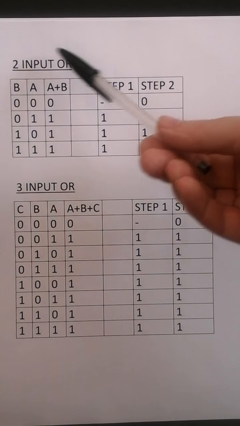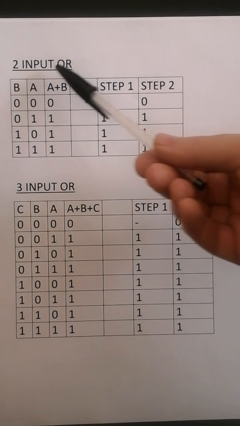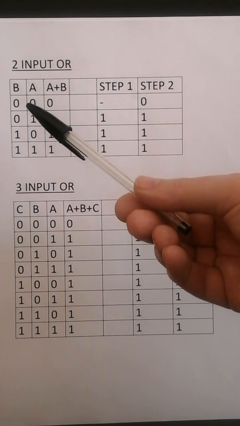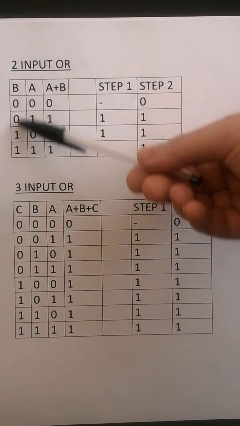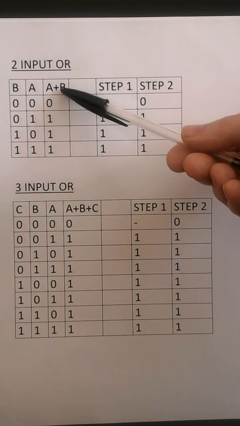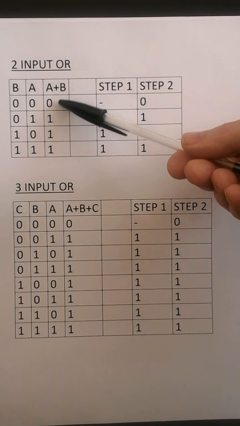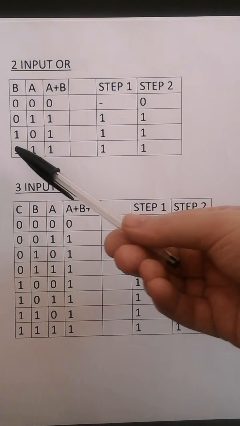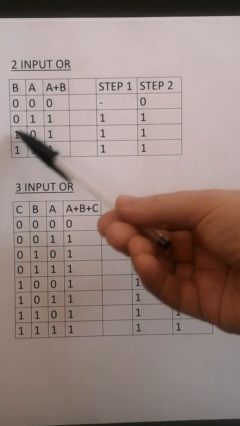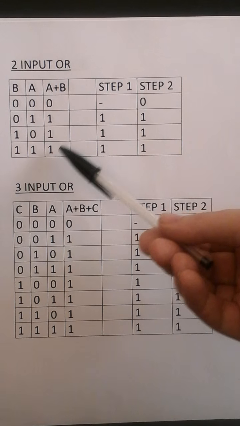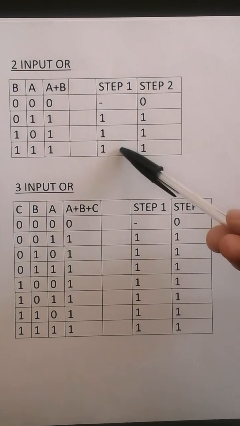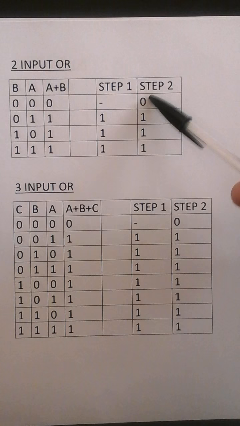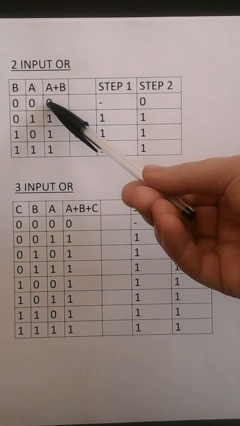Right, here we have an OR function for 2 variables, 2 input OR, A and B. Here we have the input combinations A and B as shown before. Here the function is A or B, which has this output combination. So the way you fill in the truth table is to look for the 1s on any of the inputs and fill the output with a 1. That's step 1. And step 2, you fill the remaining output with a 0. That's when all the inputs are at 0.